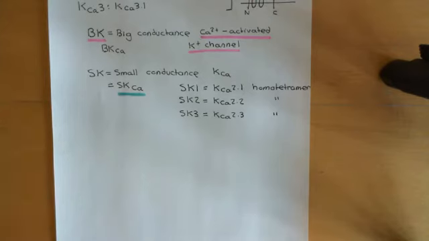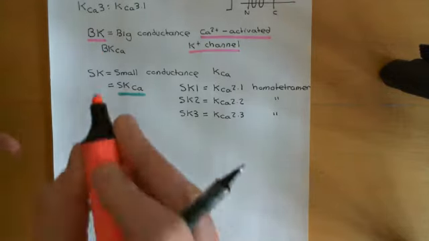And when these open, again, they're activated to open by intracellular calcium. When these open, they form a potassium channel which has quite a small conductance, so it's much less good at conducting potassium ions through it than is the big conductance potassium channel.